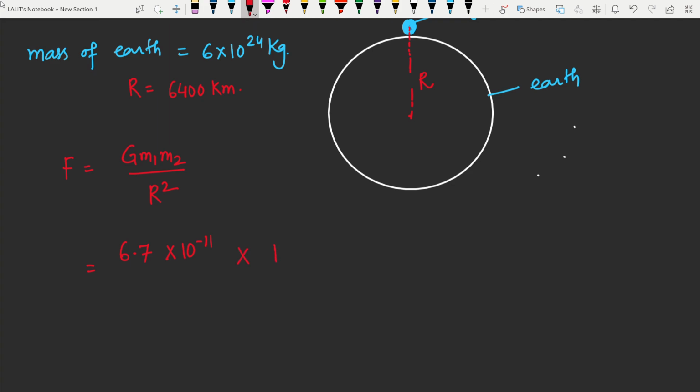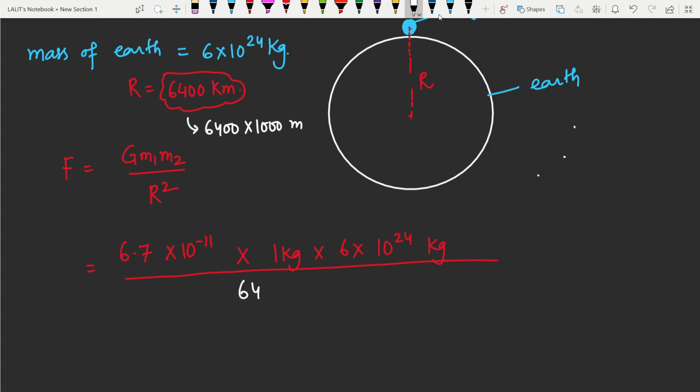Then mass of object is 1 kg and mass of earth is 6 into 10 power of 24 kg, divided by r square. Now this 6400 kilometer, if you change it into meter, it would be how much? It would be 6400 into 1000 meter. So it is 6400 into 1000 whole square. Okay. So how much do we get?